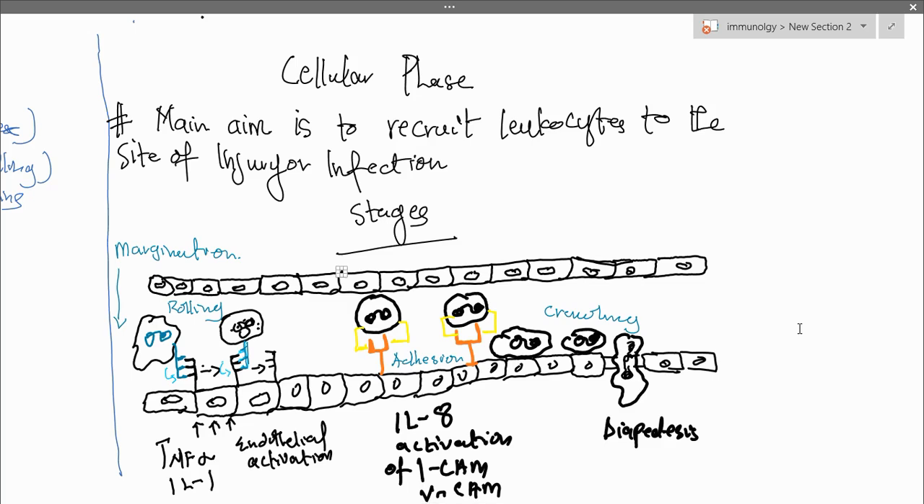The main aim of the cellular phase is to recruit leukocytes to the site of infection. And we have stages in the cellular phase. We have margination, we have rolling, we have adhesion, we have crawling, and then we have diapedesis. So let us take our time and go through how this process is initiated.